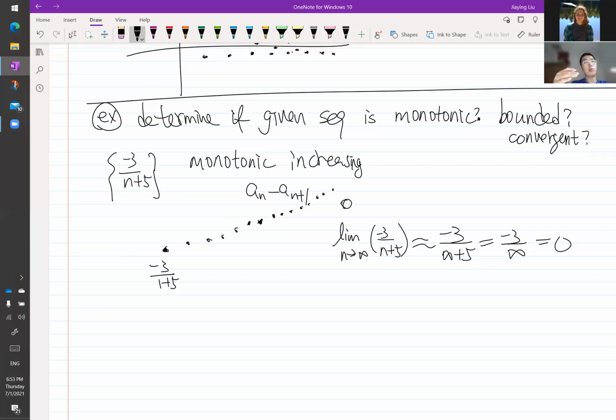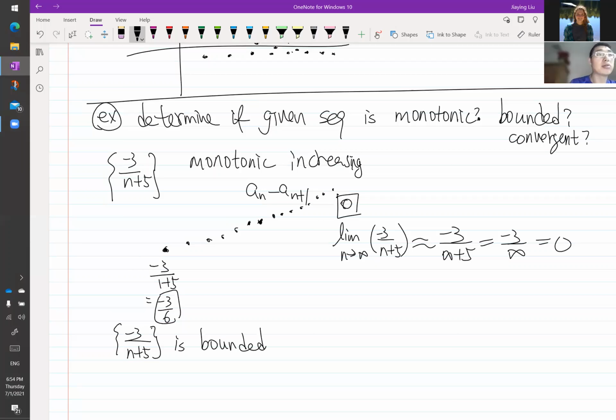So we find out that the sequence has a lowest value, -3/6, which is -1/2, and a highest value, the limit, approaching 0. That means this sequence is bounded, right? It has a lower bound and an upper bound. So this sequence is bounded. It's monotonic and it's bounded. Therefore, it's convergent.